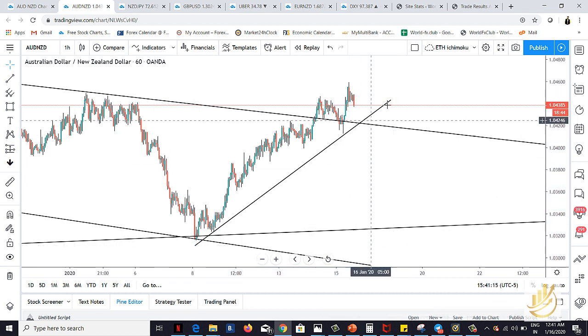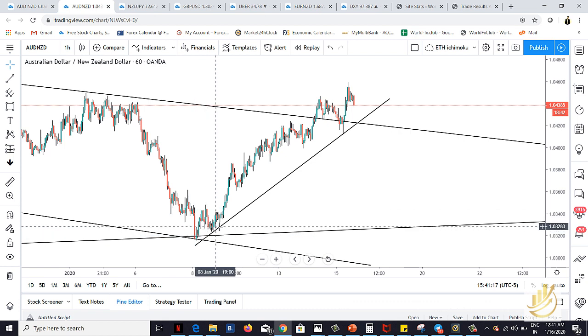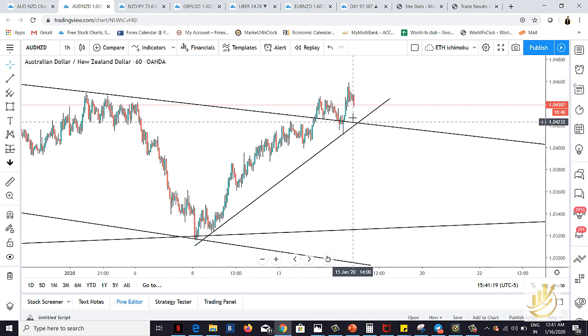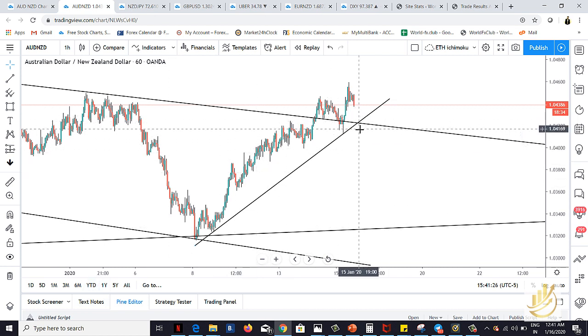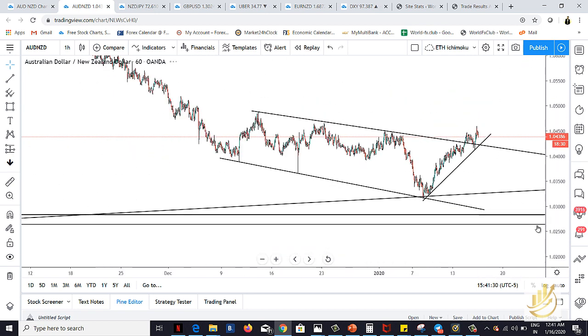Okay, so it has one touch here, and I'll try to see that this area is a crucial area where price should not go beyond. If it's going beyond this area, it will try to go down and touch this zone, which it hasn't touched yet.